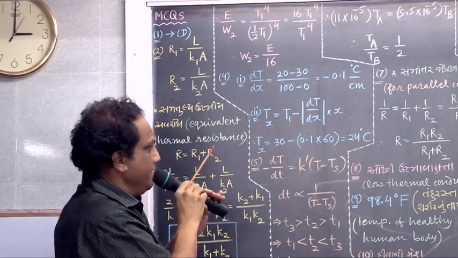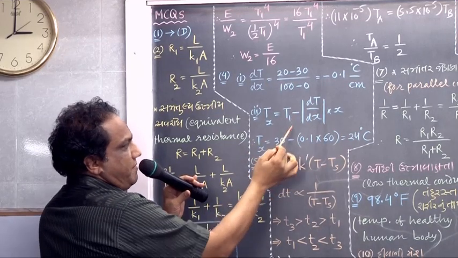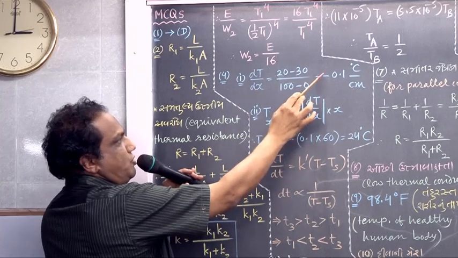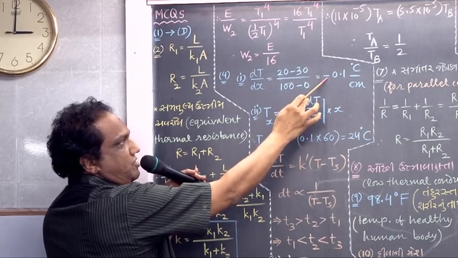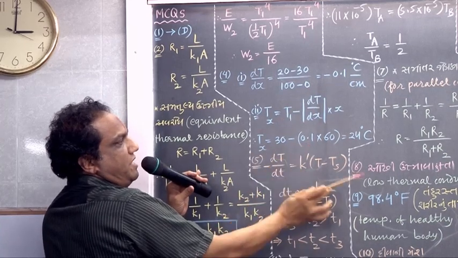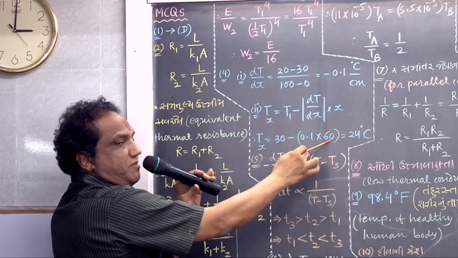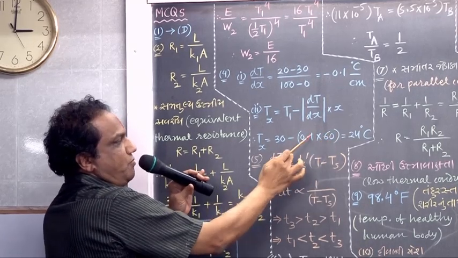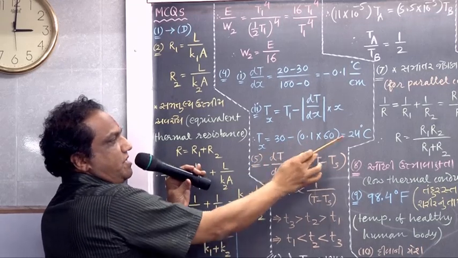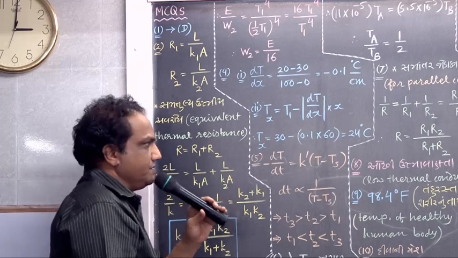Now tell me, what is T1? Higher temperature, 30 degrees centigrade. When you take modulus of this part, minus will become plus. So plus 0.1, multiplied by the distance given from the hot end, which is 60 centimeters. 60 times 0.1 is 6. 30 minus 6, how much is it? 24 degrees centigrade. Correct? Next.